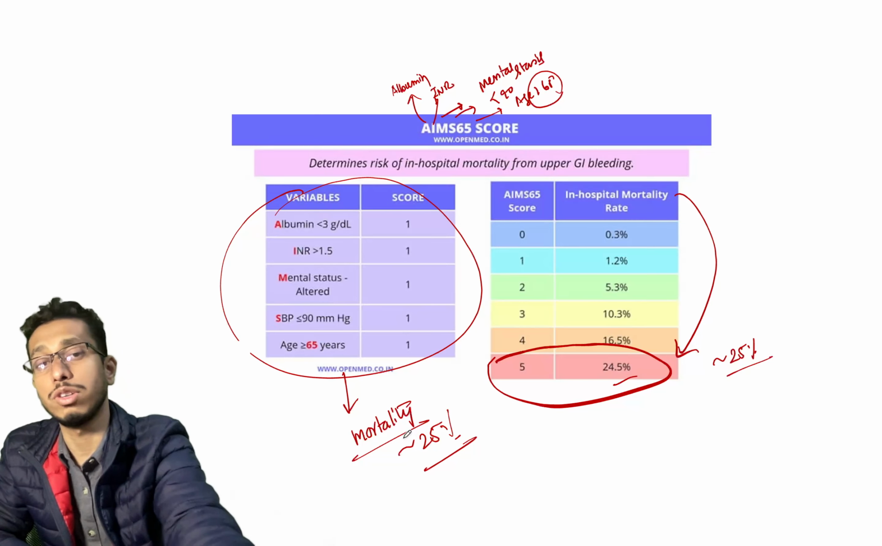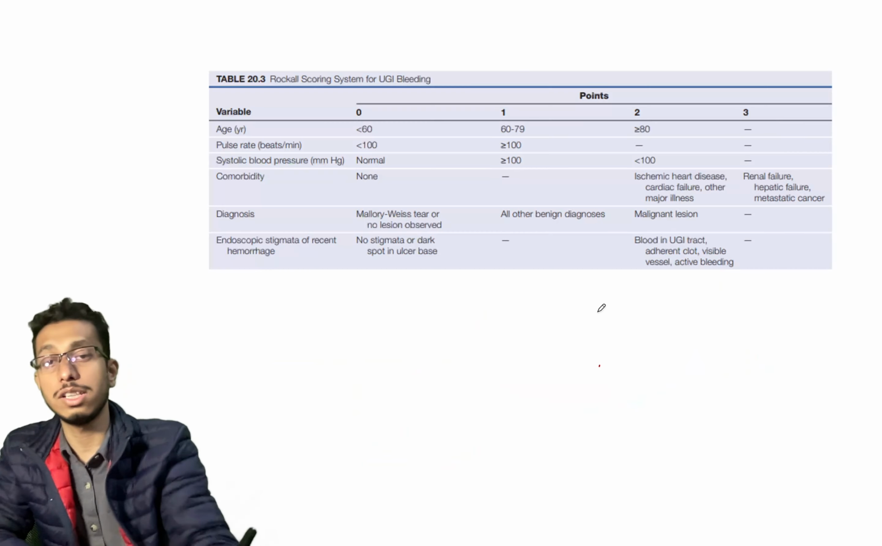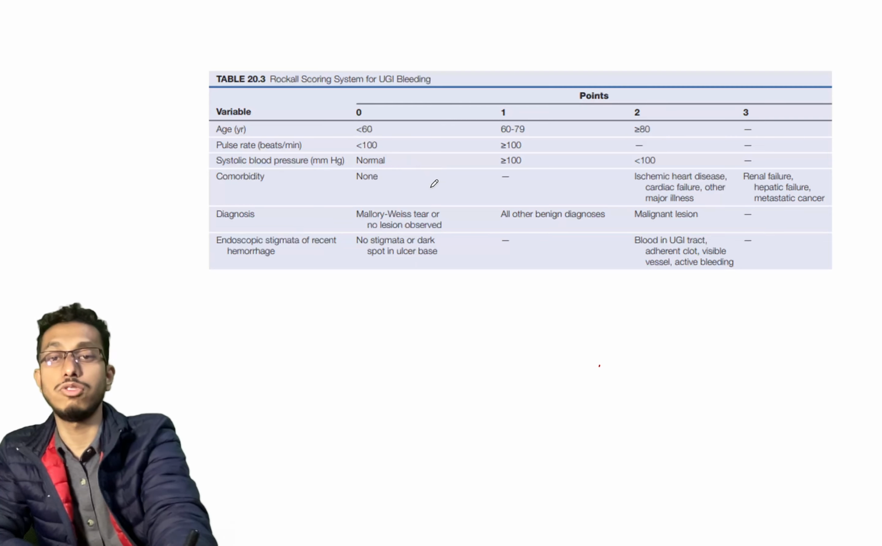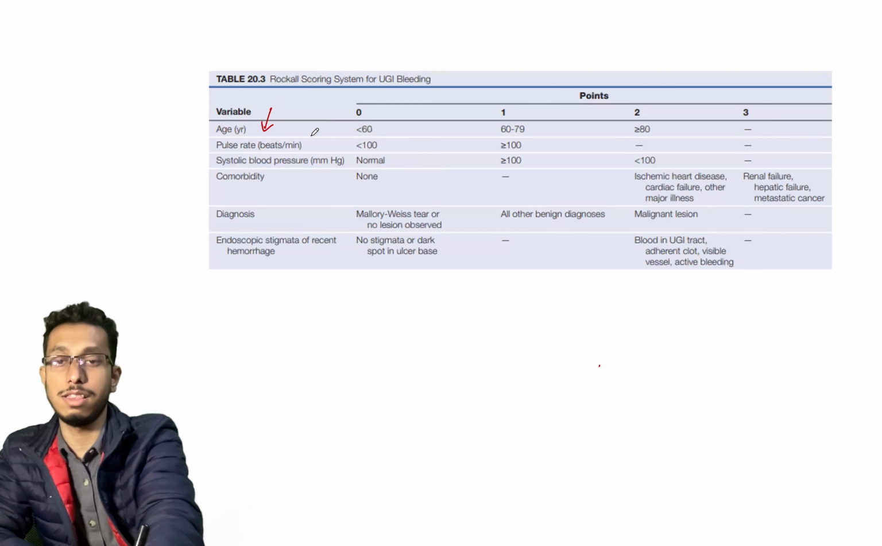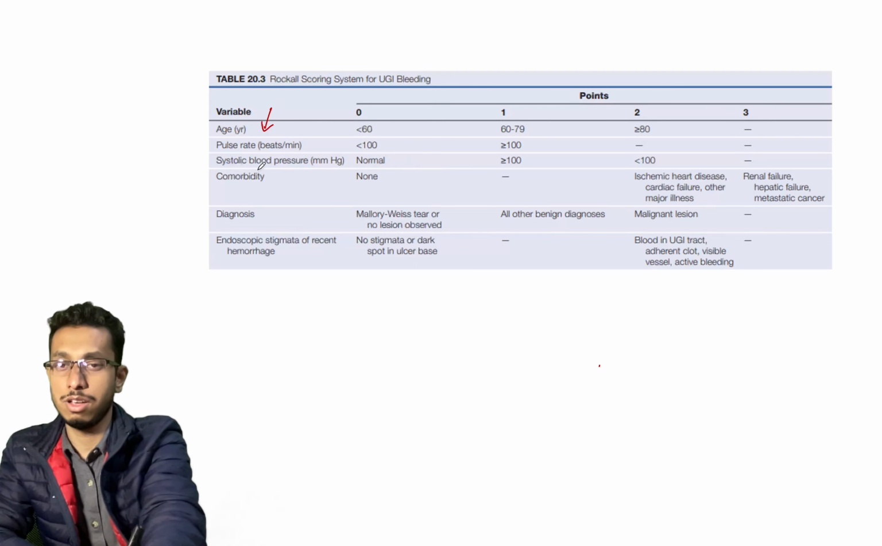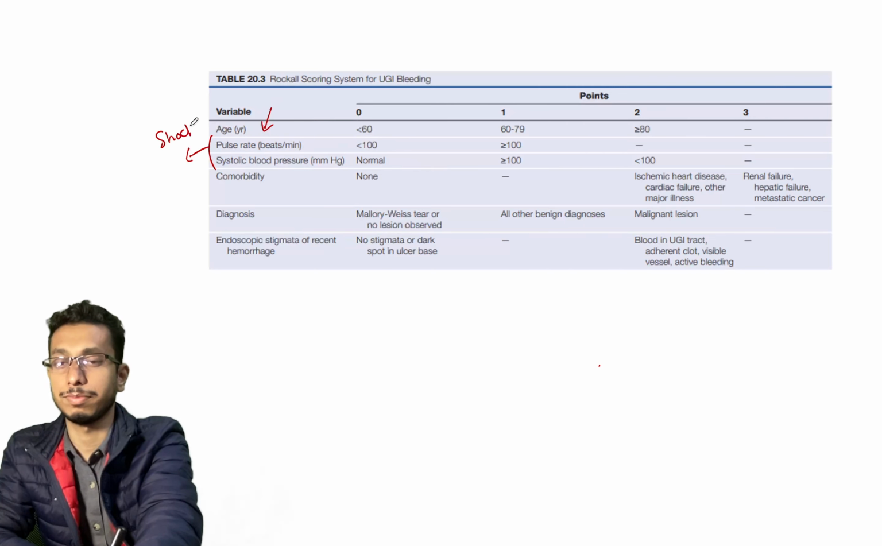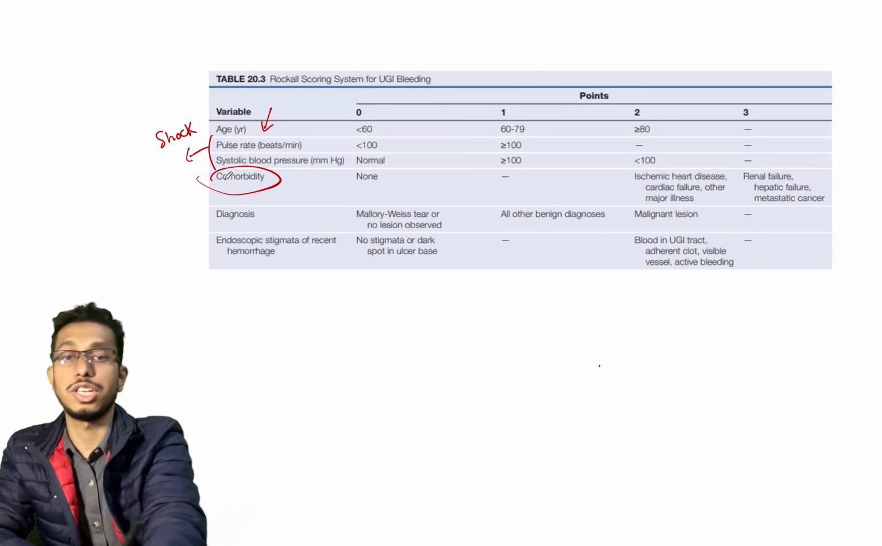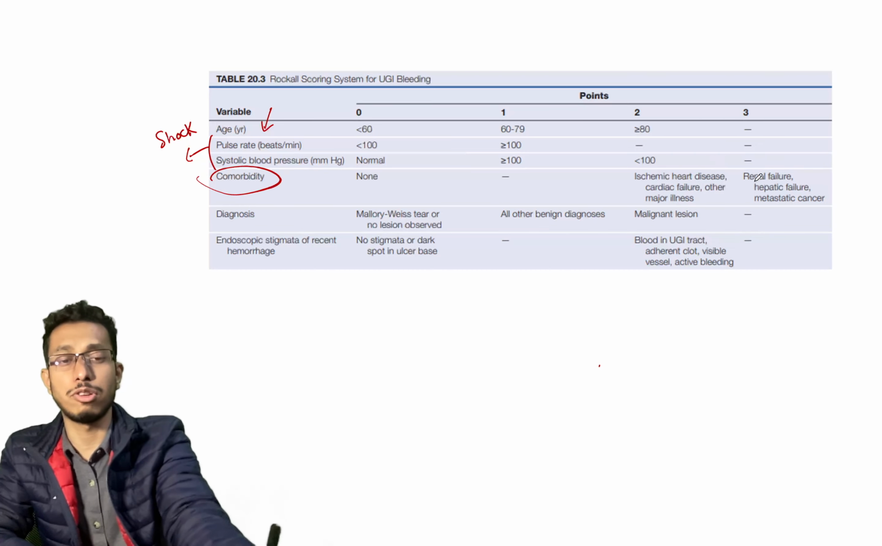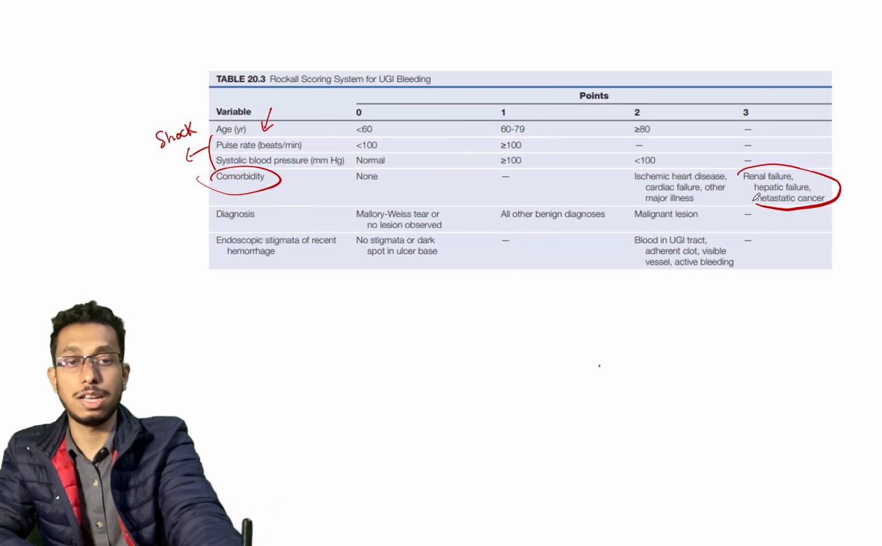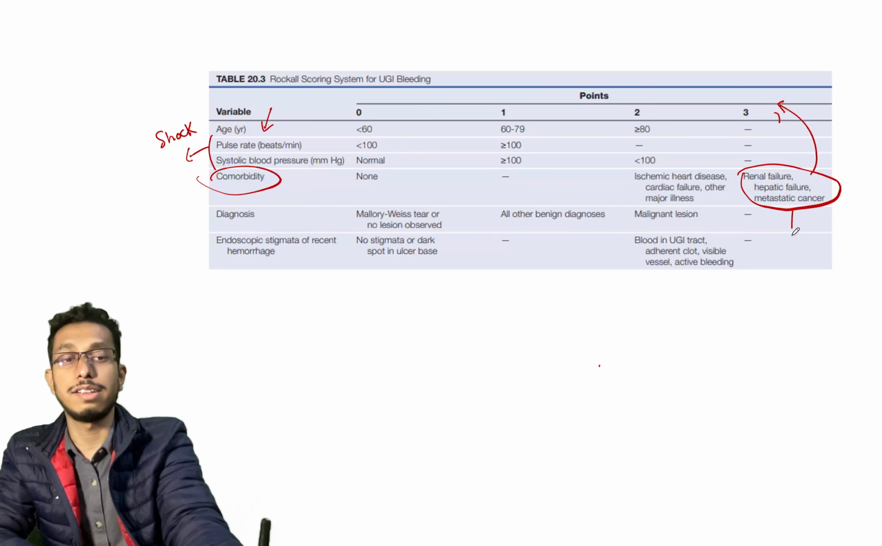Besides the M65 score, there is another score known as the Rockall scoring system. This is most commonly used. It uses parameters like age, pulse rate, and systolic blood pressure. So what do these signify? This signifies shock, and the presence of comorbid conditions. Among comorbid conditions, renal failure, hepatic failure, and metastatic cancer have the highest significance. This is also the reason renal failure and hepatic failure increase the chances of upper GI bleed. All right.